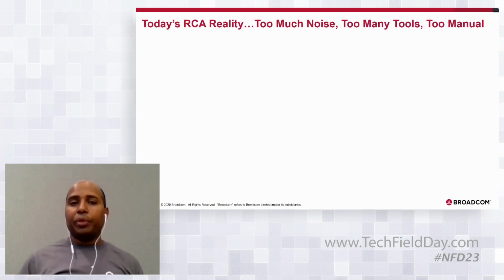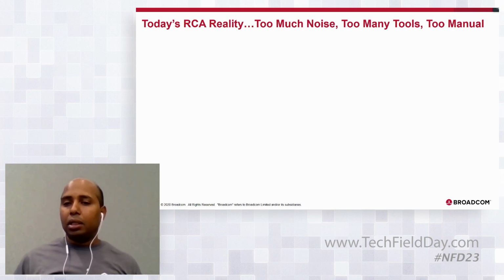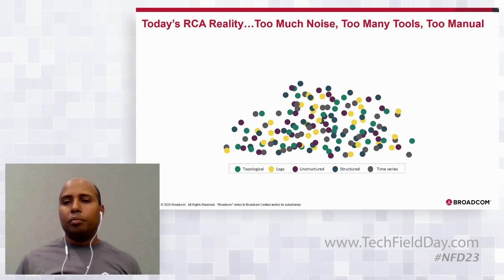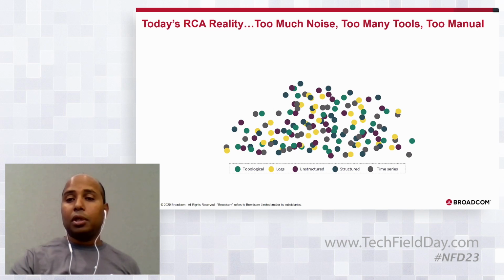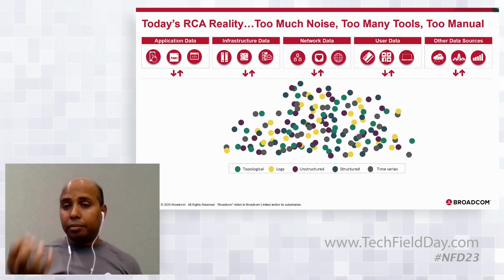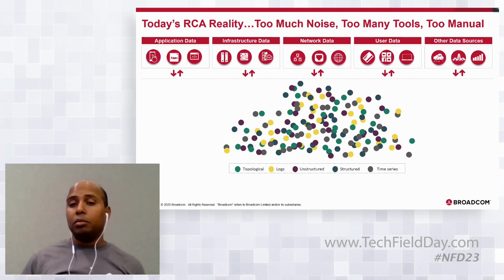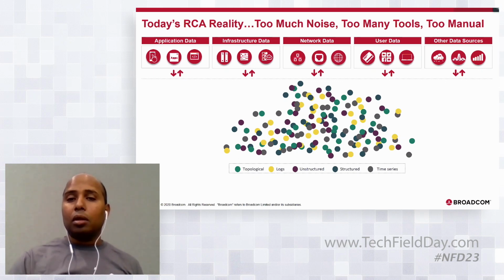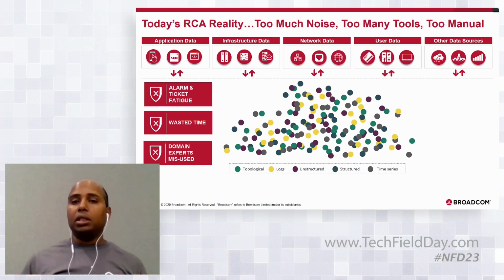So as we saw, there is a lot of noise happening in the network, too much data being collected from too many tools: topological data, logs data, time series data, lots of data collected from the network in today's tools. And there are various sources of that telemetry, like Broadcom Silicon and operating system export some data. They collect from the VMs and servers. They collect from the user database. So all this data collected is creating a lot of noise in the network.